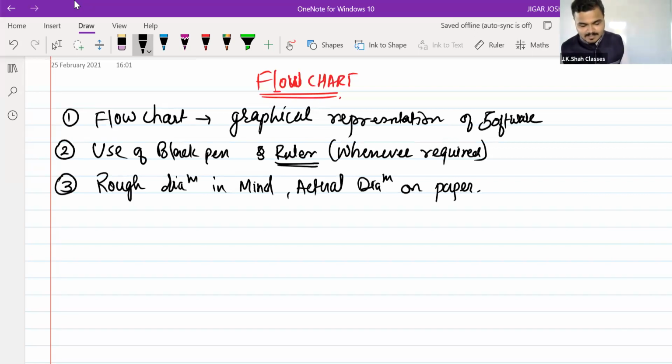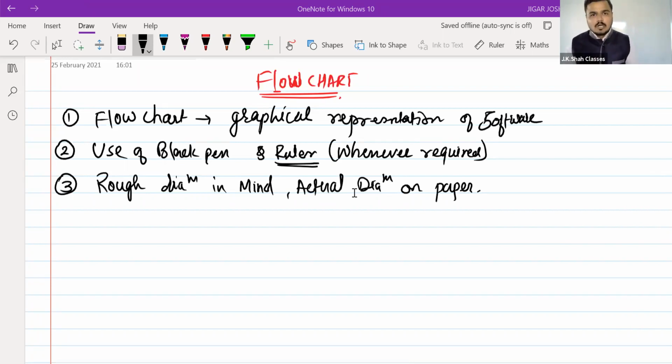Now you will see that, sir, what you are writing, all these things. My dear charter, let me tell you this truth. That rough diagram means what? First in the mind, you require a preset decision on how you would like to design your future. And then only, my dear charter, actual data will be put on the paper.